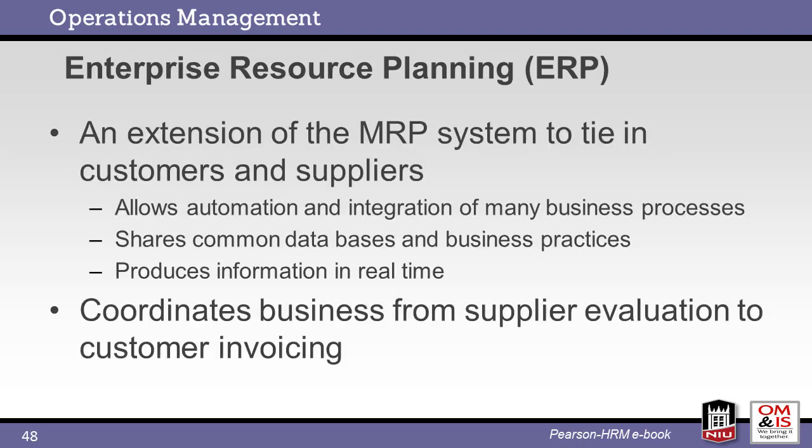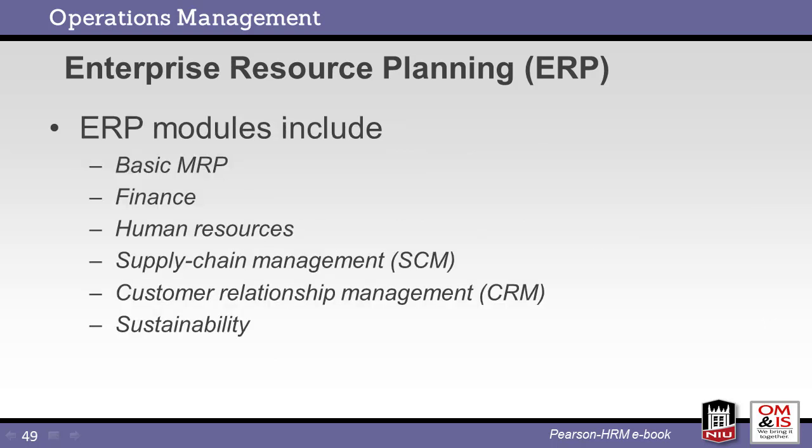Enterprise resource planning, or ERP, expands the MRP system to include customers and suppliers. ERP uses automation to integrate business processes across the supply chain, extending beyond the walls of the primary organization. To be effective, suppliers must share common processes, data models, and databases in real time.